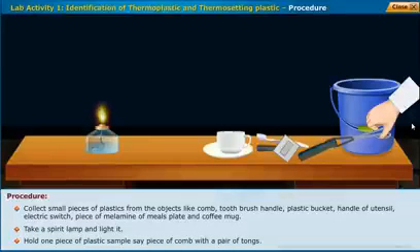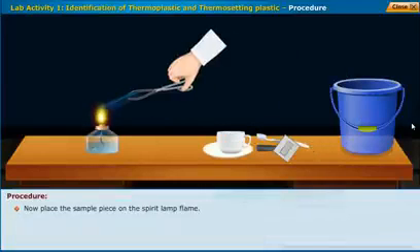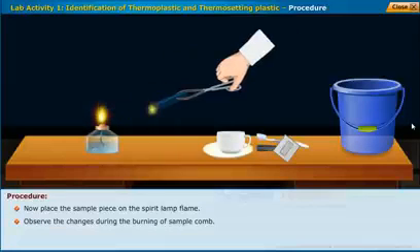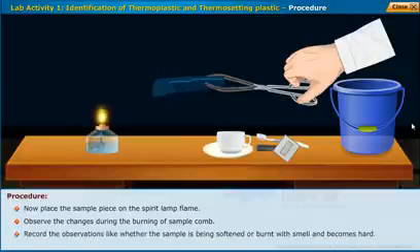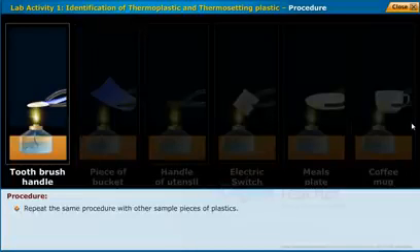Hold one piece of plastic sample, say a piece of comb, with a pair of tongs. Now, place the sample piece on the spirit lamp flame. Observe the changes during the burning of the sample comb. Record the observations like whether the sample is being softened or burnt with smell and becomes hard. Repeat the same procedure with other sample pieces of plastics.